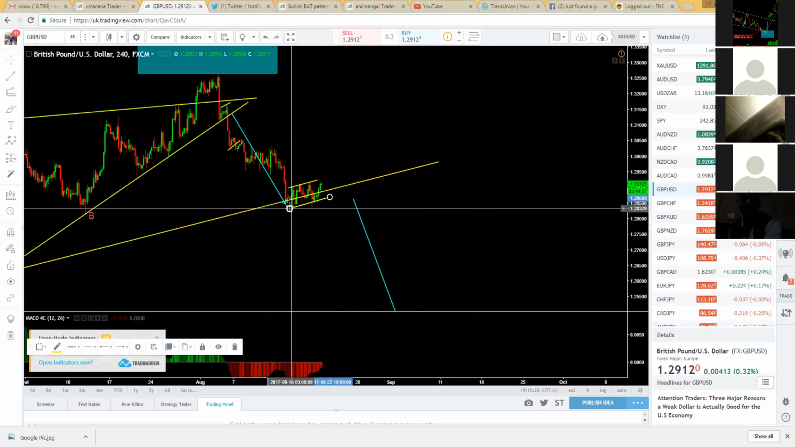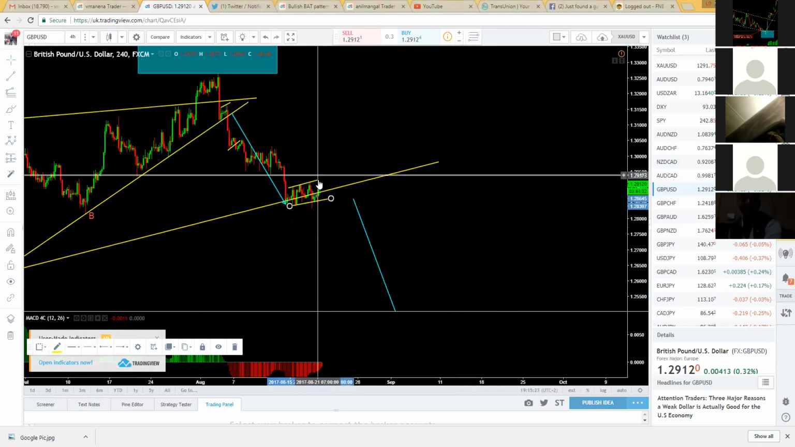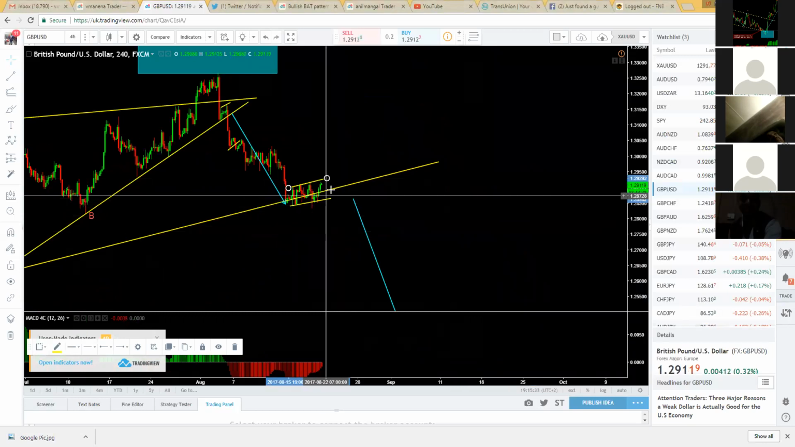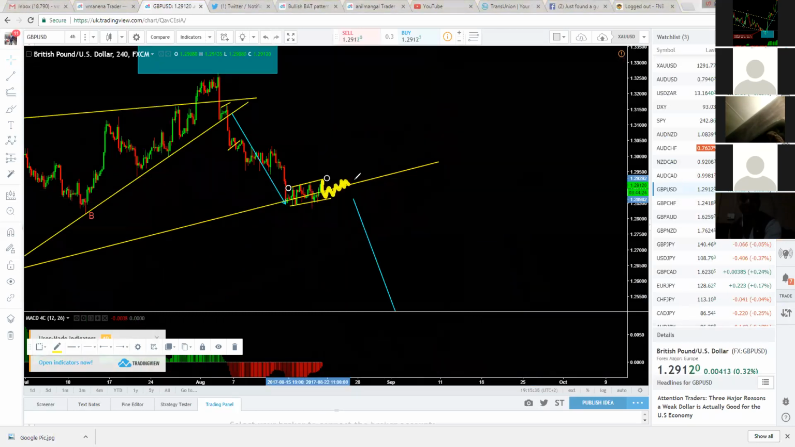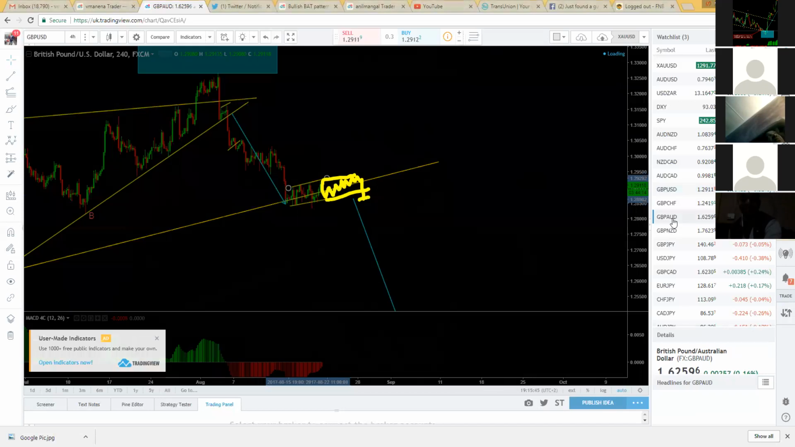This flag needs to complete first. You can see it's still under formation at the moment. It needs to break to the downside to confirm, so it may do this and go even deeper. You will only sell when it breaks out. So that's pound US dollar, pound Aussie.